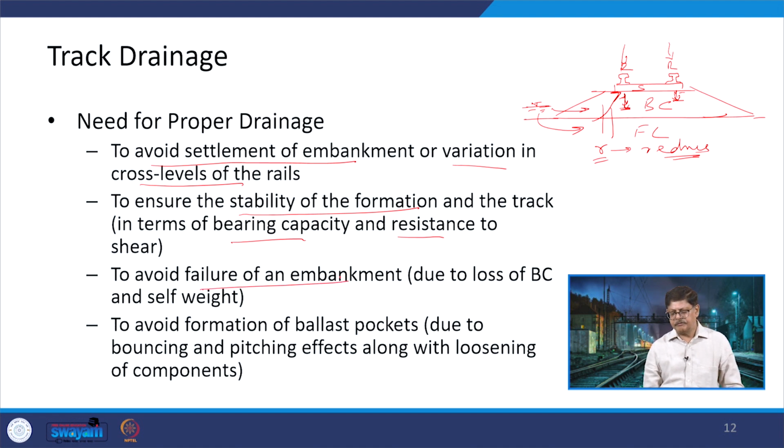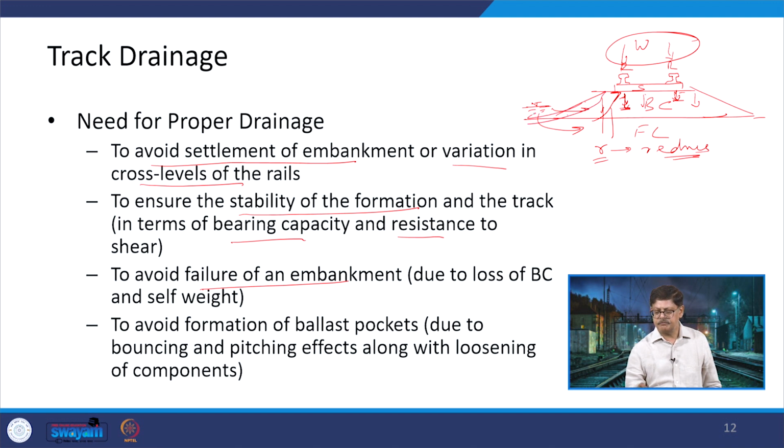To avoid the failure of an embankment due to loss of the bearing capacity as well as due to the self weight, because this whole material is having a self weight. Along with that, if the train is coming at the top, this also is having certain weight. So, all of these weights, if they are coming down and the water has already seeped in, then in that case there is a possibility that this embankment may fail, and if the embankment fails, it means there is a possibility that this material can flow like this. So, if this material flows in this form, then the stability of the system is gone and it will not be able to take up the loads.